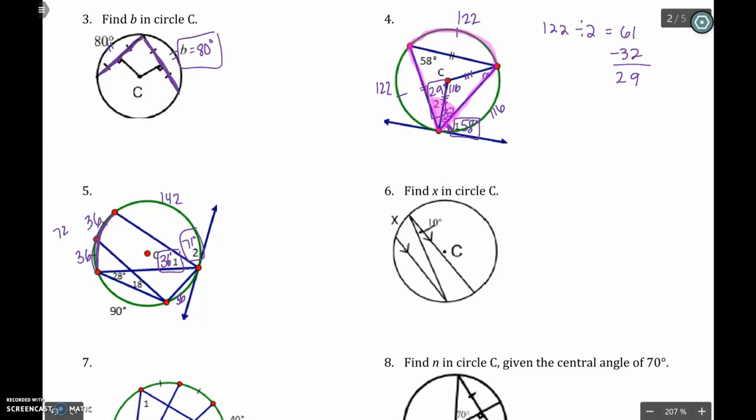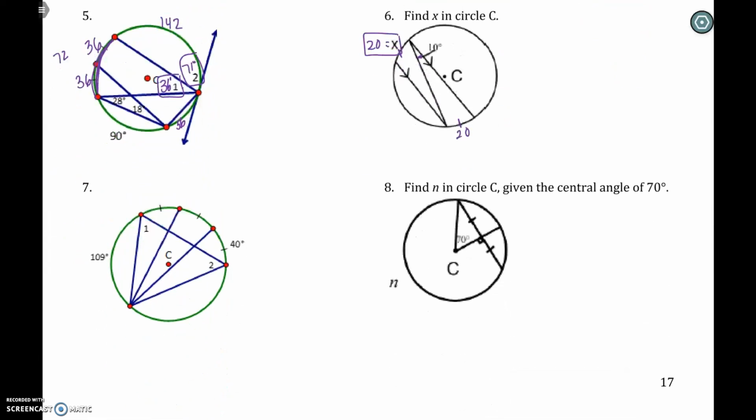Okay. For number 6, I have parallel lines again. That means I have congruent chords again. If this angle is 10 degrees, then this arc would be 20, and therefore so would be x. For number 7, all 3 of these are marked congruent, so I'm going to make them all 40. And since all the arcs are given except for this last one here, I'm going to add them up and subtract from 360 and find that that arc is 131. Angle 1 is inscribed to that 131, so it's half of it. Half of 131 is 65.5. And angle 2 is inscribed to the 109, so it's half of the 109, which should be 54.5.